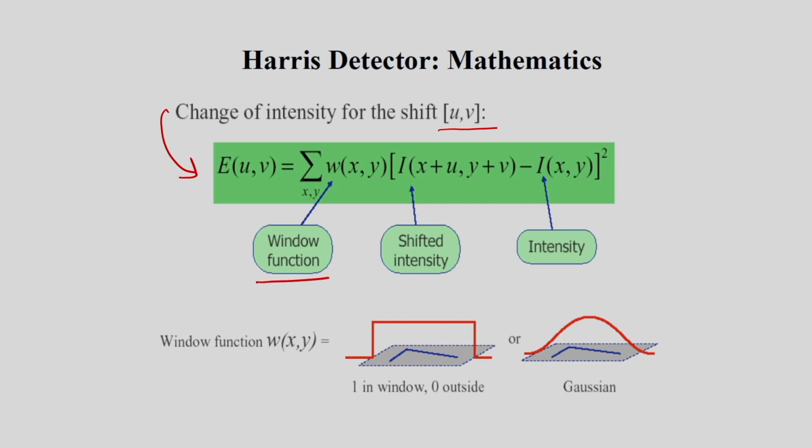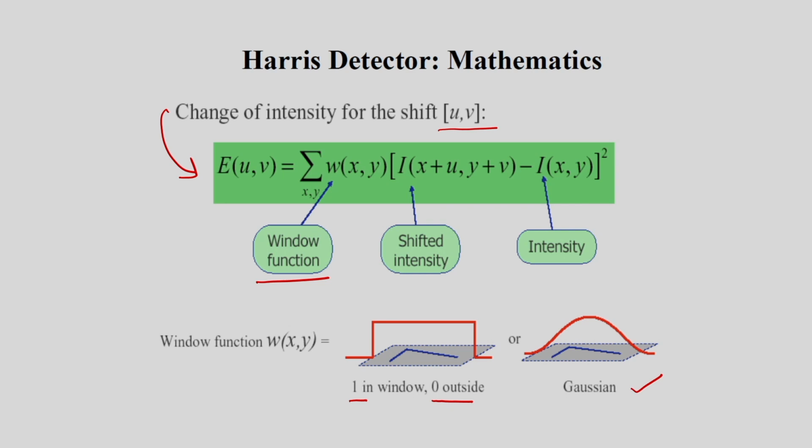The window function is w(x, y). So this window function I am considering: if I evaluate E(u,v) within this window, then I have to consider 1, and if it is outside the window, then in this case it will be 0. So that Gaussian function I can also consider as a window. I can consider a Gaussian function as a window.